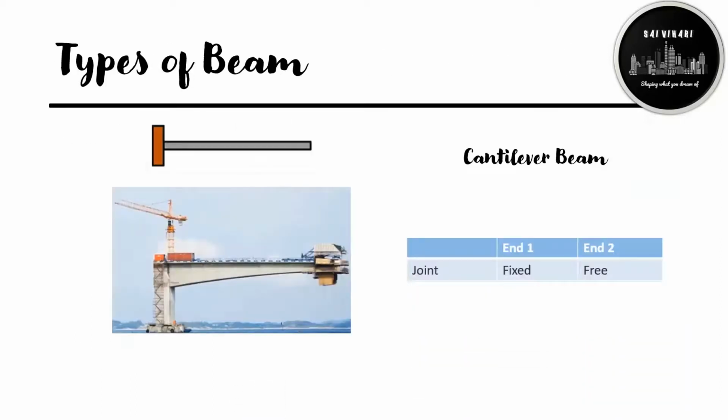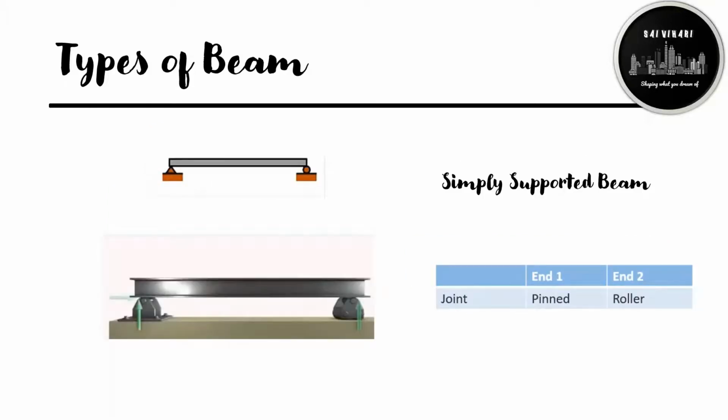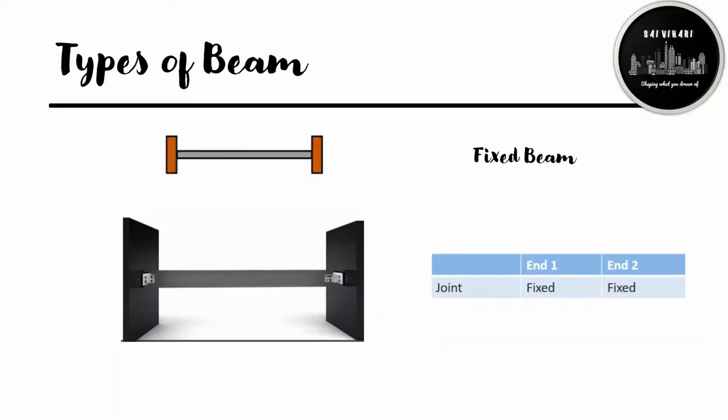Common types of beams. A cantilever beam is a projecting beam fixed at only one end and free at another end. A simply supported beam is supported on one of the ends with a pin support and the other end with a roller support. A beam fixed on both ends and restrained from both rotation and translation at the ends is said to have fixed ends.